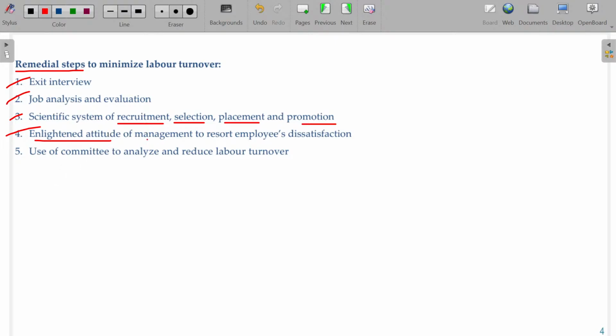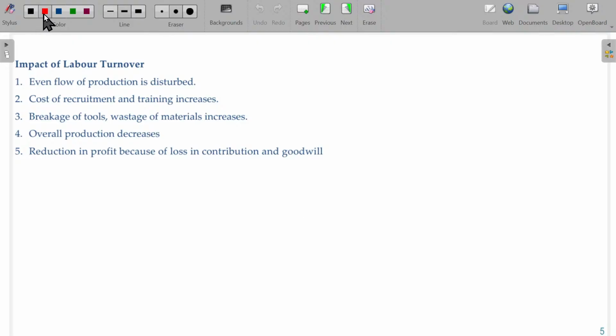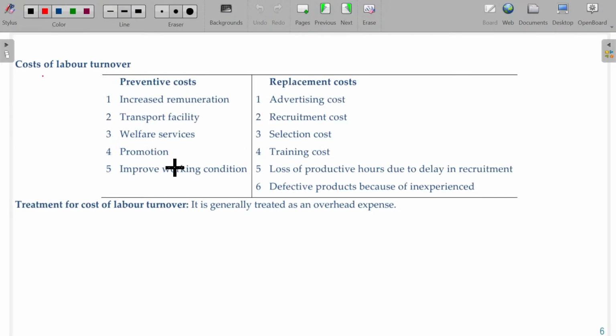Enlightened attitude of the management to resolve employees' dissatisfaction. Anyhow, you can have a committee to analyze why the labor turnover is very high and how we can reduce it, and we ask for the report from the committee also. That is a remedial step. And what could be the impact of labor turnover? The flow of production is disturbed, cost increases, there is breakage of tools and wastage of material because of the inefficient new staff recruited, overall production decreases, and profit is also lost due to delay in recruitment. So these are the impacts of labor turnover.